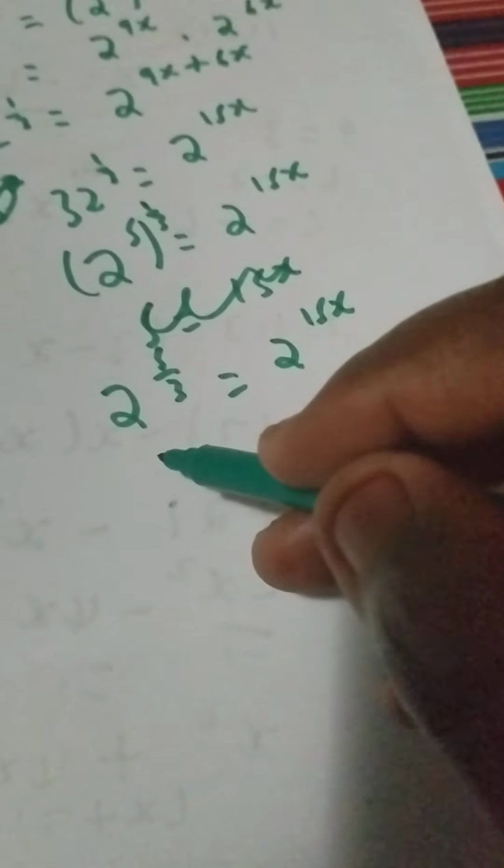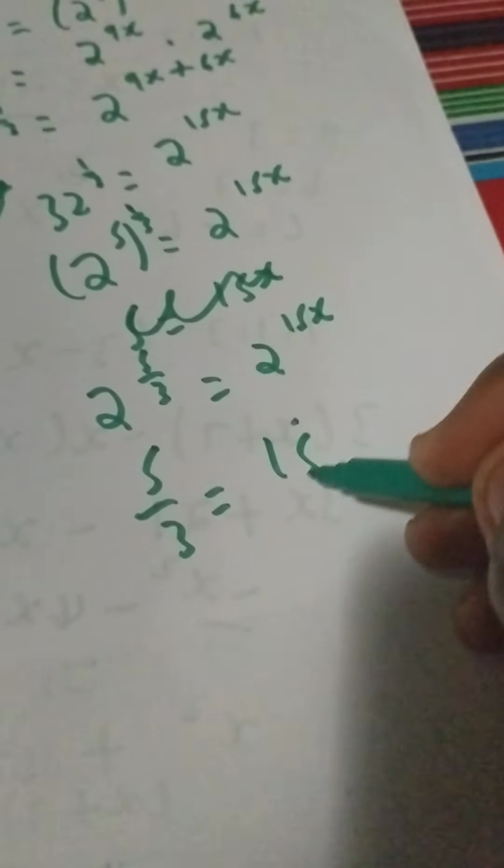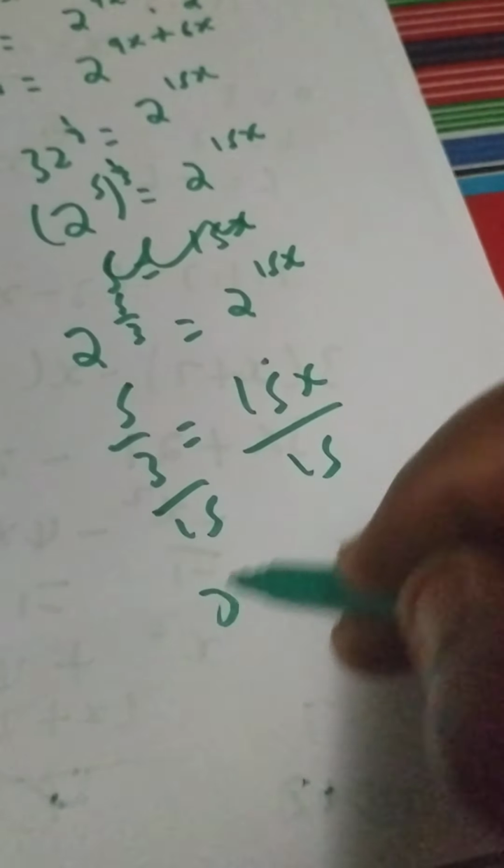So now, same base, equate the exponent. 5 over 3 is equal to 15x. Divide both sides by 15. X will be, just do it this side. Okay, just do the calculator. It's 5 over 3 divided by 15. That'll be 1 over 9. Yeah, let me save time because I don't want to do it manually.